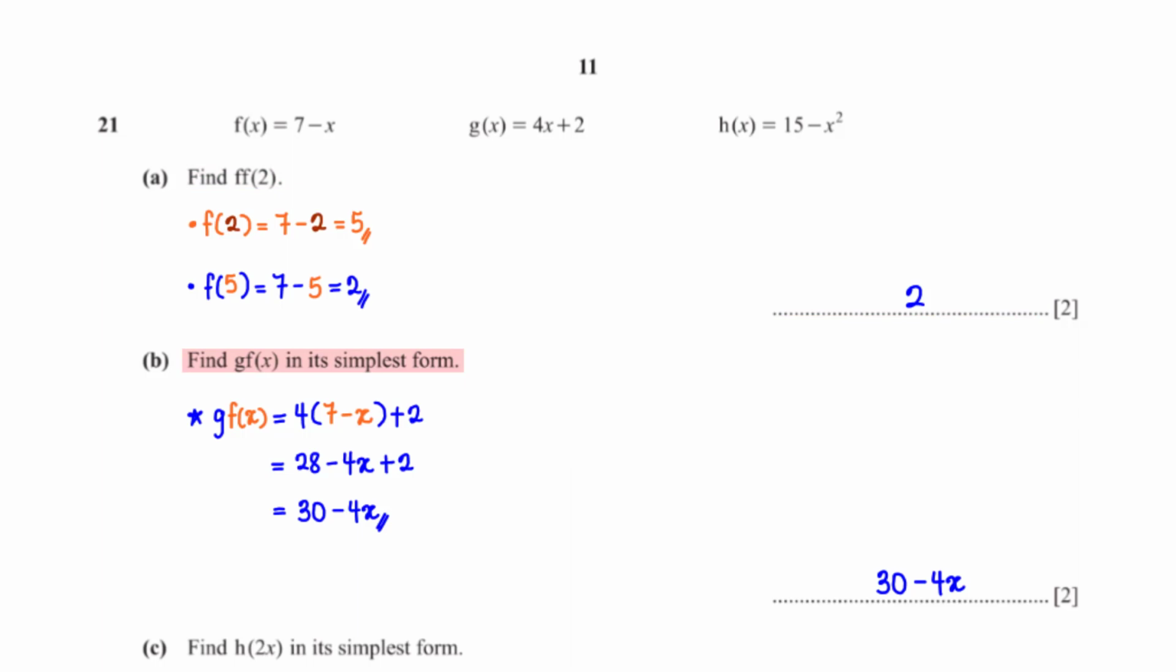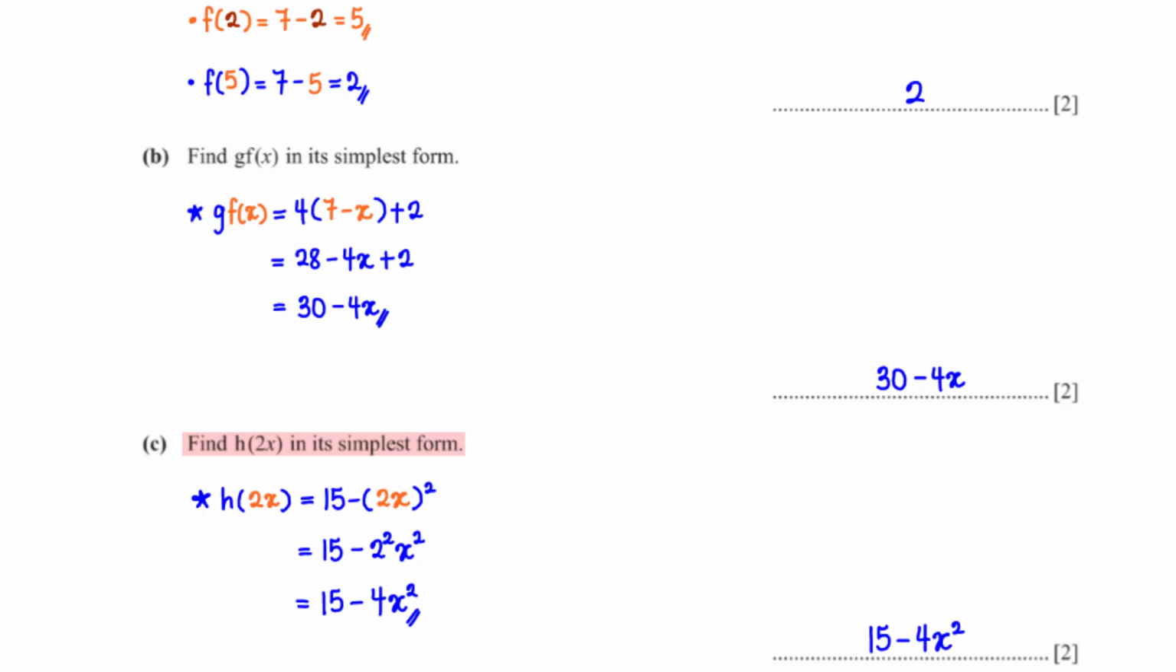Find g of f of x in its simplest form. To get g of f of x, we replace x in g of x with f of x, which is 7 minus x. So we have 4 times (7 minus x) plus 2. When we expand the brackets, 4 times 7 is 28. 4 times negative x is negative 4x. When we group like terms, 28 plus 2 is 30, so we have 30 minus 4x.